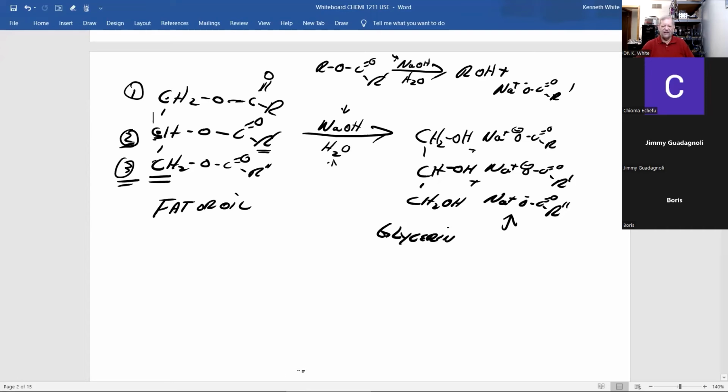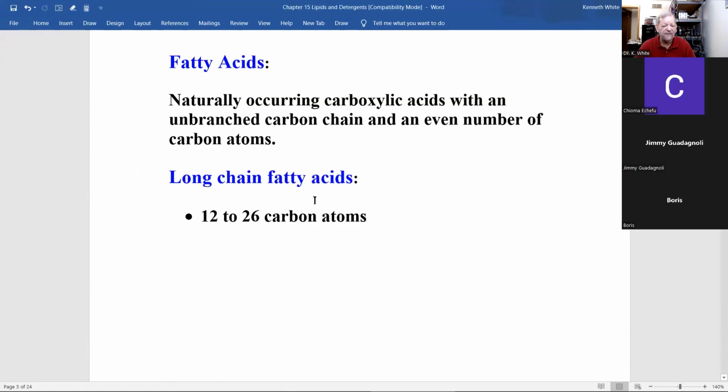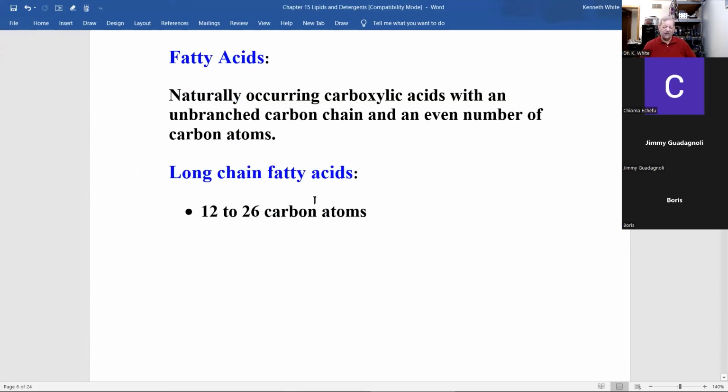And if I look where we are, let me go back to my slides. I can tell you the carboxylic acid that you get when you react acid and water with a fat or oil. This is called a fatty acid, which is short for fatty carboxylic acid. They're always an even number. Mother Nature never did odd, and there's no branching. It goes from 12 to 26 carbons.